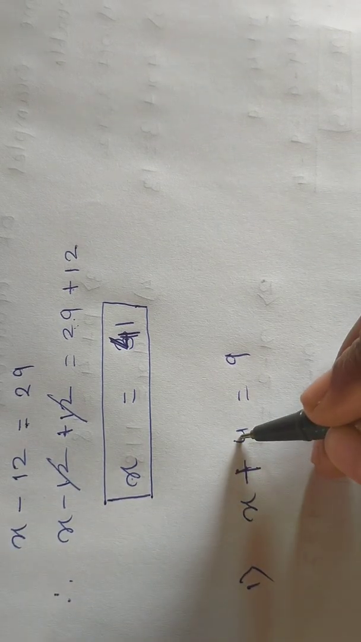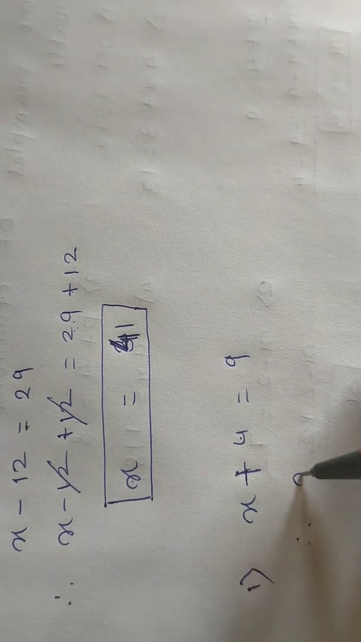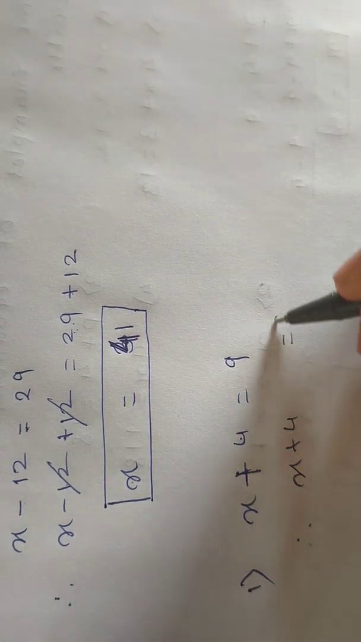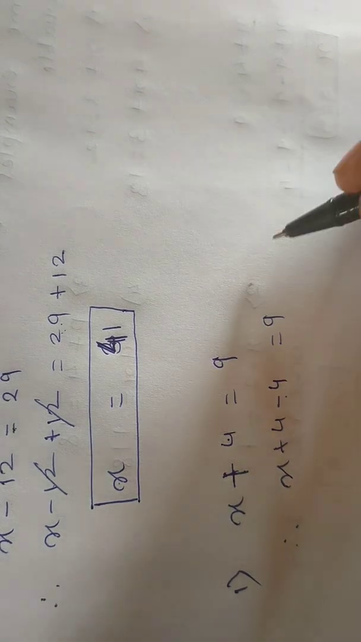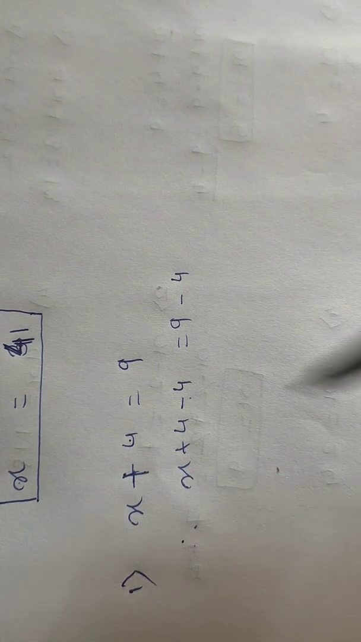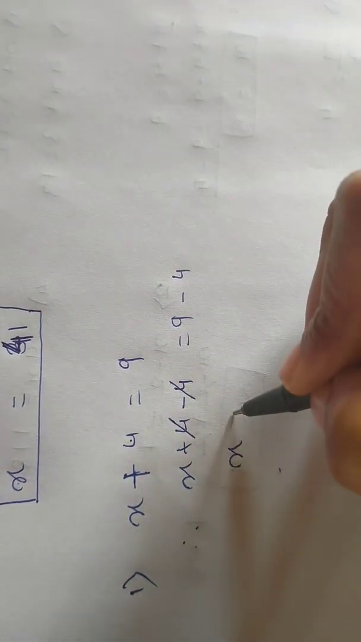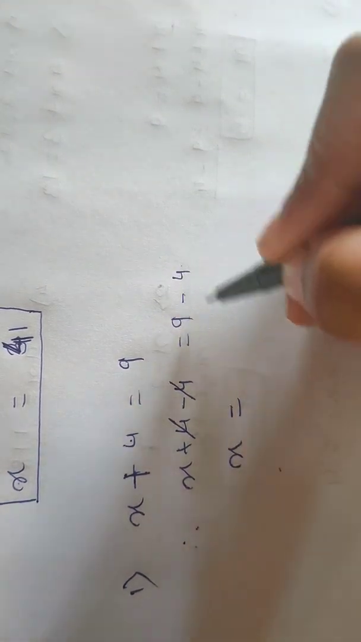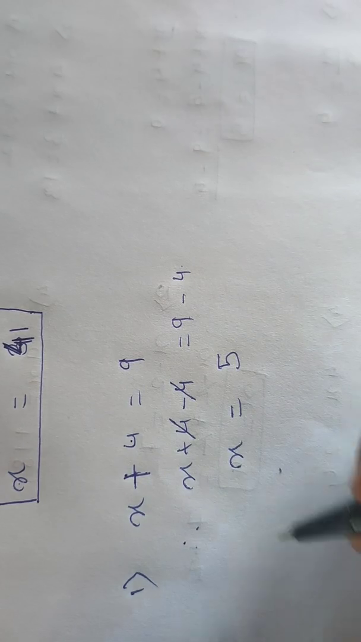We have plus 4, so with whom are we going to adjust? Minus 4. Therefore, x plus 4 is equal to 9 remains the same. We will do minus 4 here, and the same way we will do minus 4 to the right side also. This plus 4 and minus 4 cancel. Only x remains. X is equal to 9 minus 4, which is 5. Clear? Second example.